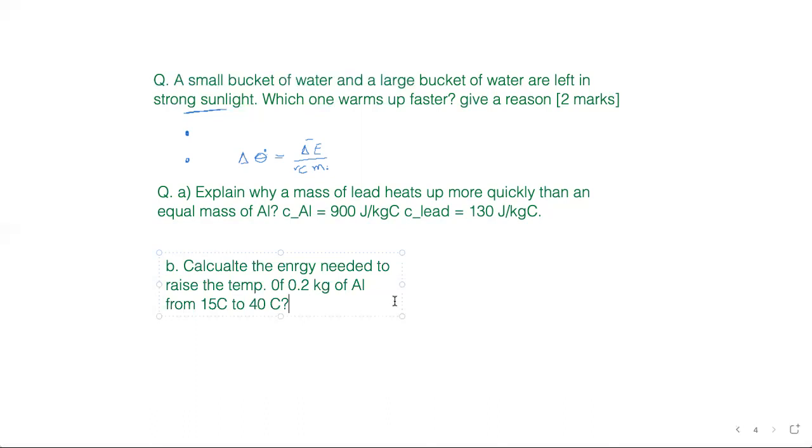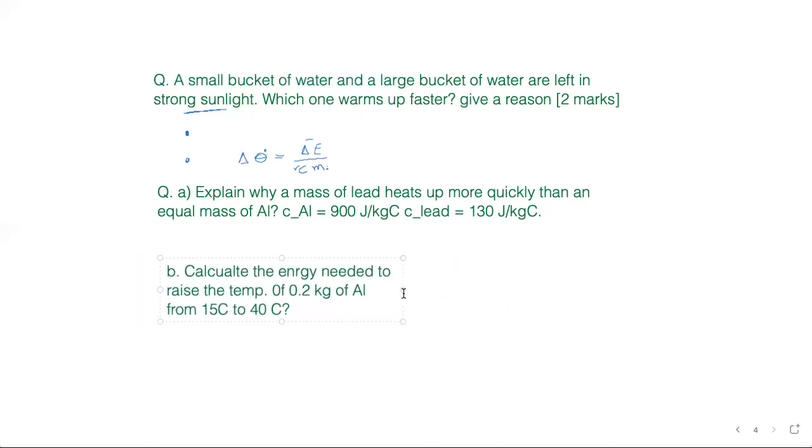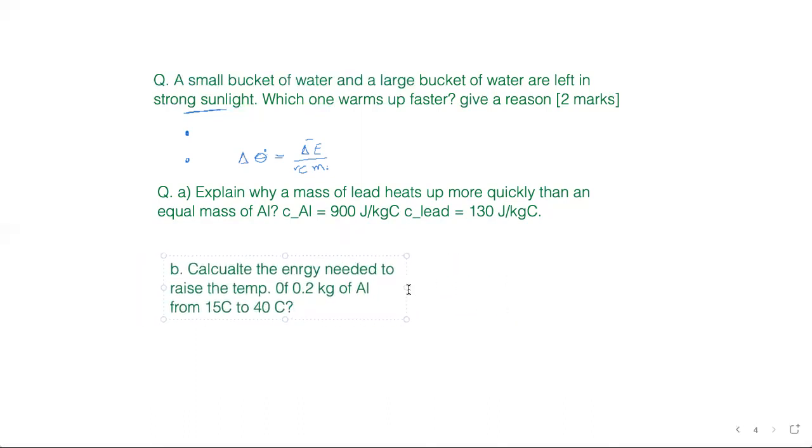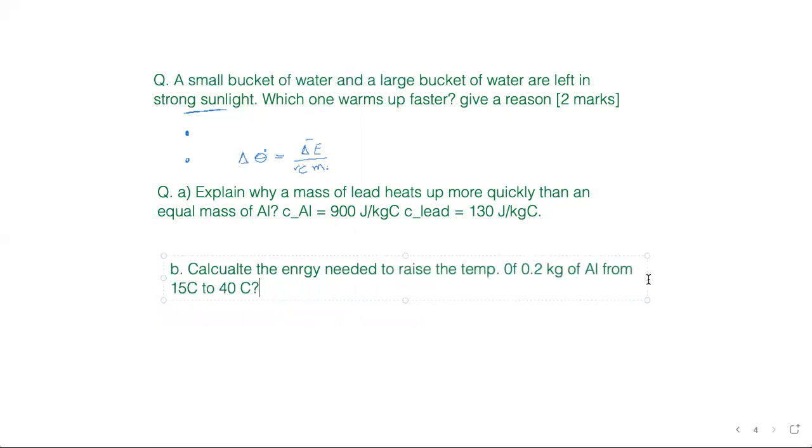Okay. Now you see, you already know the heat capacity of aluminium, so you can very easily calculate it. How would you calculate? Here we already know the heat capacity of aluminium, which is 900.